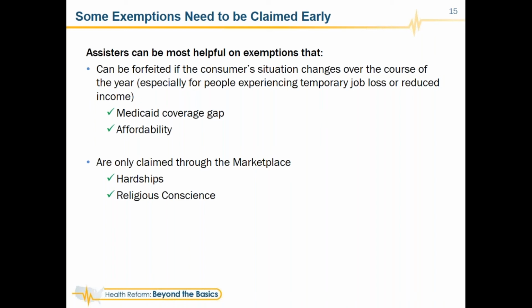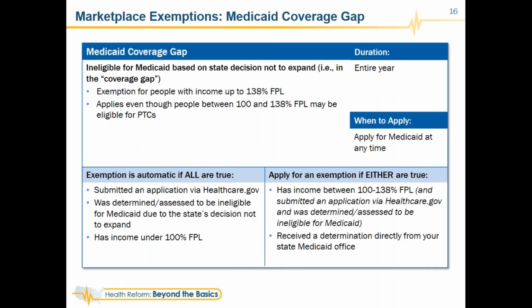Let's talk more about the Medicaid coverage gap exemption and who it's going to apply for. This exemption is for people who are ineligible for Medicaid based on the state decision not to expand, so they're in the coverage gap. It applies to people who have income up to 138% of the poverty line, even though some of those people may be eligible for premium tax credits, people over 100%. And people can get this exemption for the entire year.